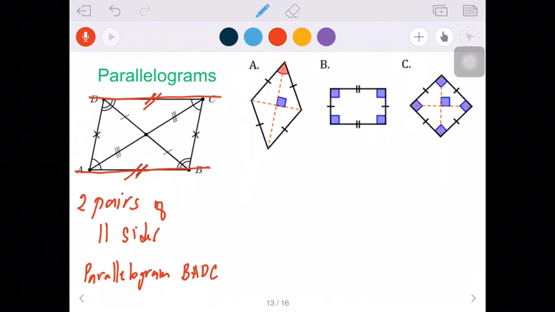So it's the first property of parallelograms that you should remember, that the opposite sides, which are at the same time parallel sides, are congruent. The same thing here. These two sides are parallel, but they are also congruent. So that's the first property.